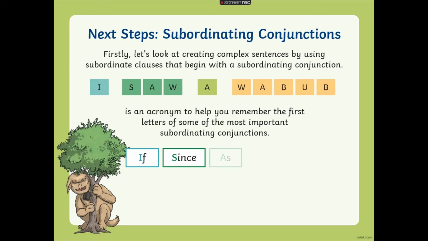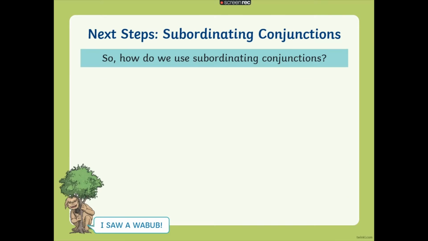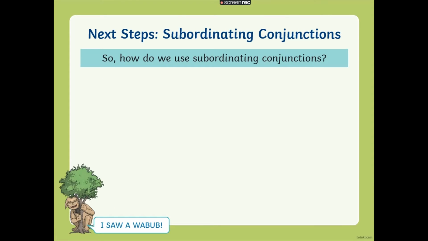I: if. S: since, as, when? No: I saw. A: although, and then wabub: while, after, before, until, and because. And here is a wabub. Okay, so we could use these to help us with the subordinating conjunctions and help us to remember them.